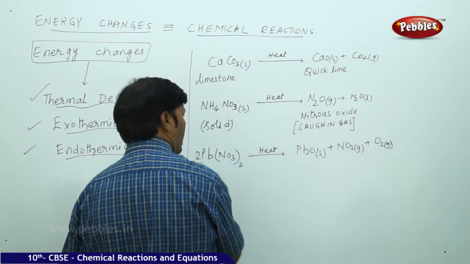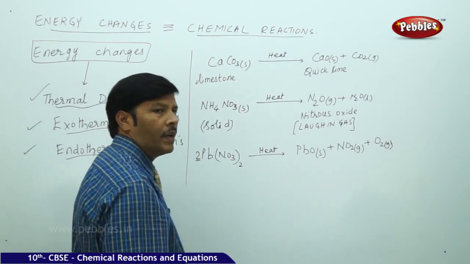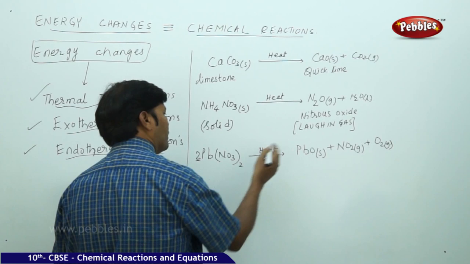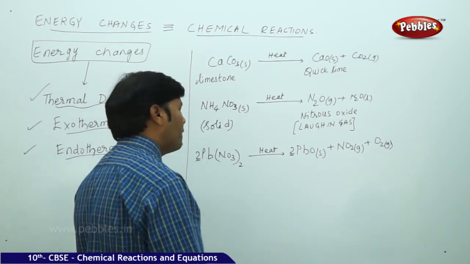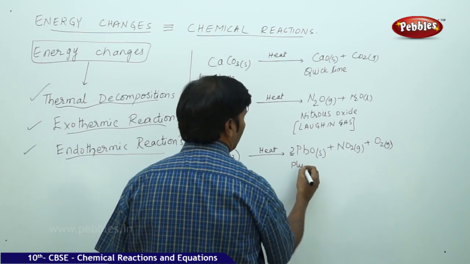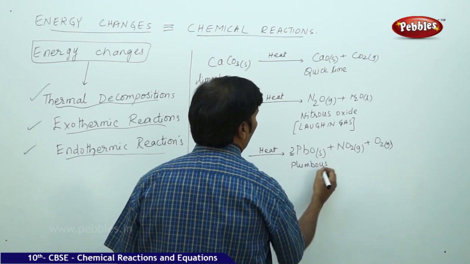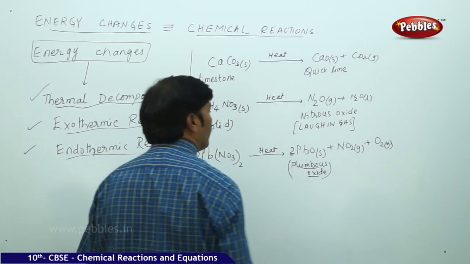So suppose I am starting over here with 2, placing it as a molar coefficient. For lead nitrate, there are 2 leads, so I am placing 2 as a molar coefficient beside lead oxide, that is plumbous oxide or lead monoxide.